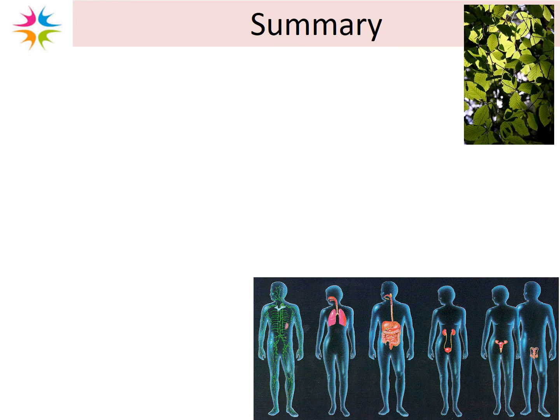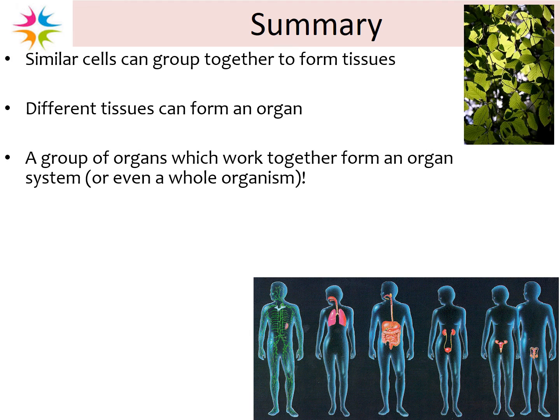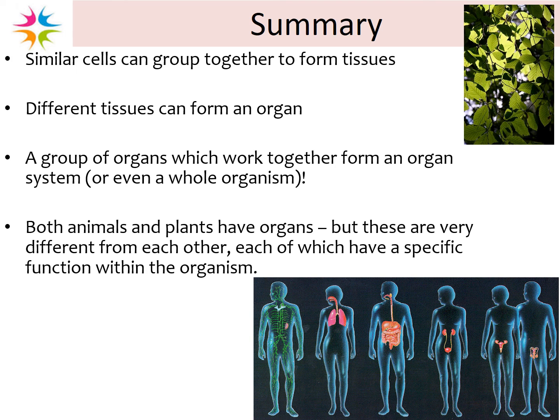So hopefully you got the answers right, you got them all right. If not, then it means you need to build up your understanding a little bit more and just play the video again. So a quick summary of what we've done. Similar cells can group together to form tissues. Different tissues form an organ. A group of organs which work together form an organ system. And then the organ system forms an organism.